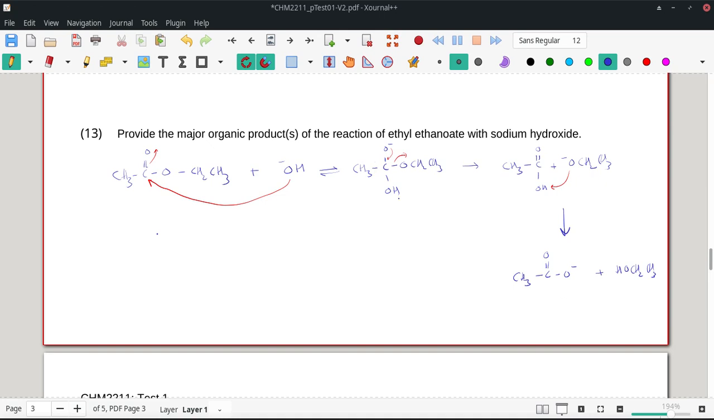Now, something else we have, technically right here, this thing will somewhat stabilize that negative by just taking a proton off some water. But since we are under basic conditions, it will easily go right back. But ultimately, once it makes it past this step where it loses that OCH2CH3, it's a nice little one-way process down to the carboxylate.